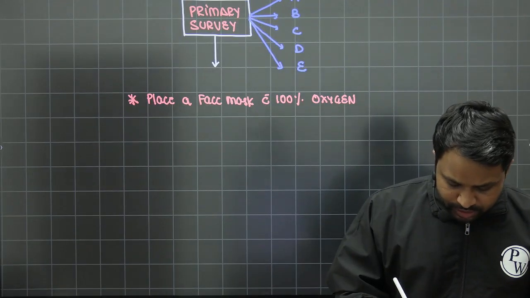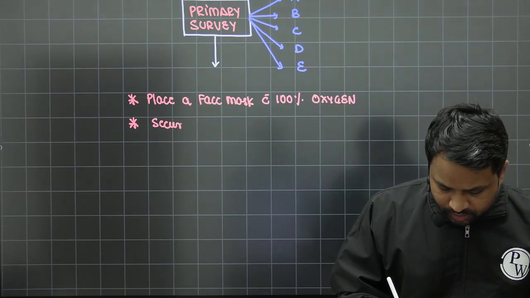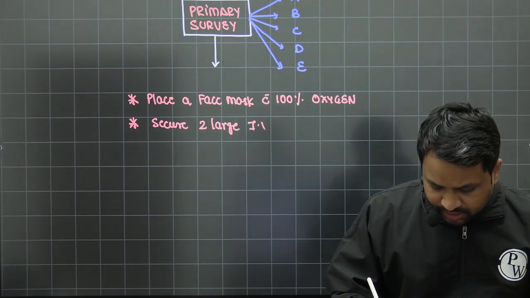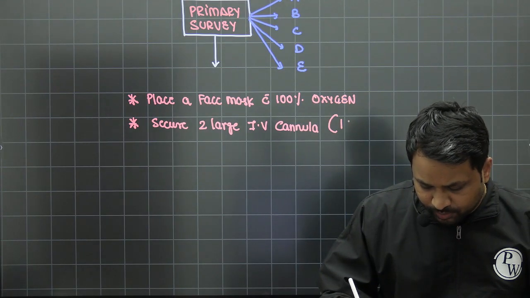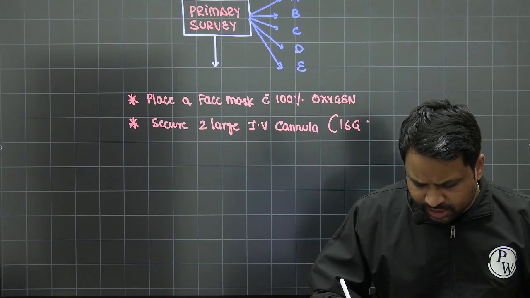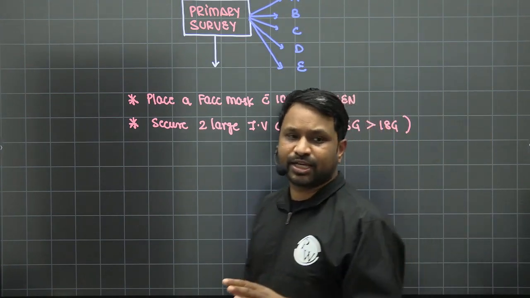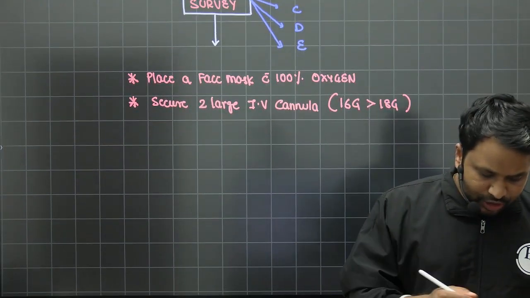Now all patients of burn, specifically with significant burn, you have to secure 2 large IV cannulas. We have already spoken about it: 16 gauge is preferred over 18 gauge. So ideally I should put a 16 gauge needle. If you do not have a 16 gauge needle, you can go ahead with an 18 gauge needle as well.